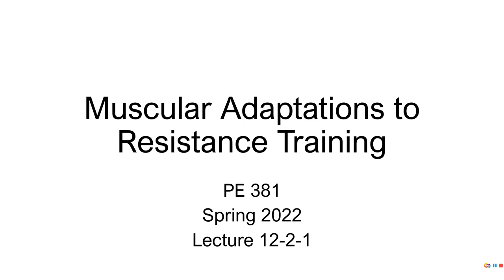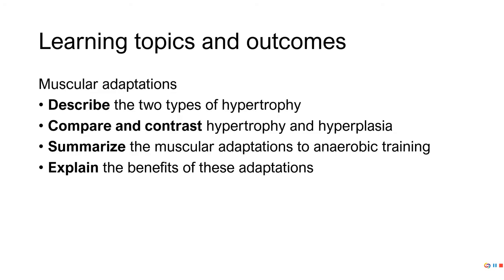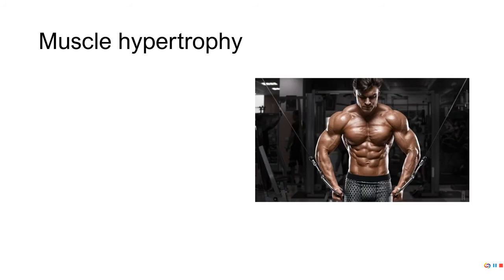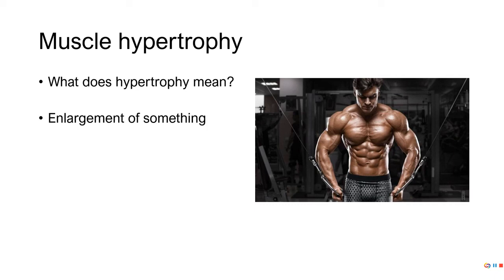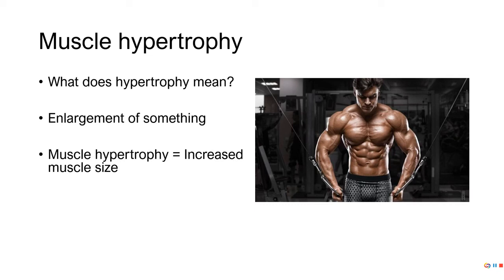So here you go. We've got 4 main objectives, and some of this will be review, some of this will not be. To start off, we're going to talk about hypertrophy. When you think of the word hypertrophy, what do you think of? Generally, hypertrophy means the enlargement of something. So if we're talking about muscle hypertrophy, we're talking about the fact that the muscle itself is increasing in size.